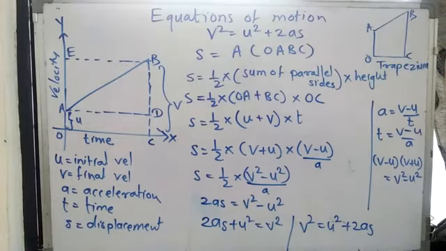In second equation, this OABC is divided into two parts. Upper one is taken as the triangle and lower one is taken as the rectangle, and we have taken the areas of both and then we have added it. Then we got the second equation. In third equation, we have to take the area of the trapezium and we can prove the third equation of motion, that is v square is equal to u square plus 2as.